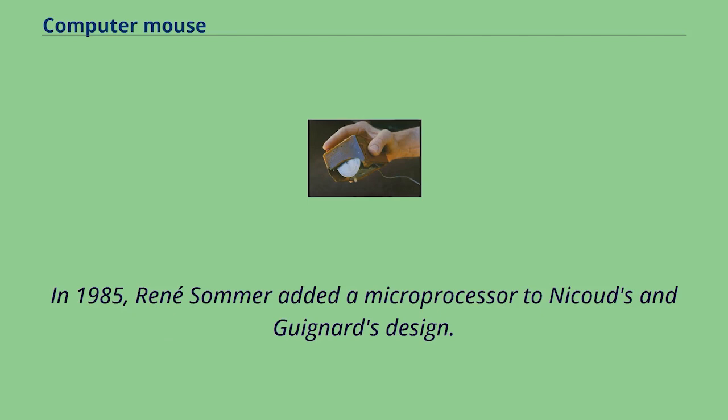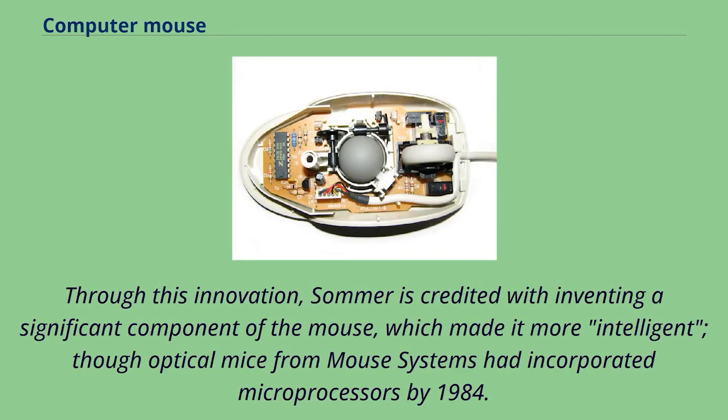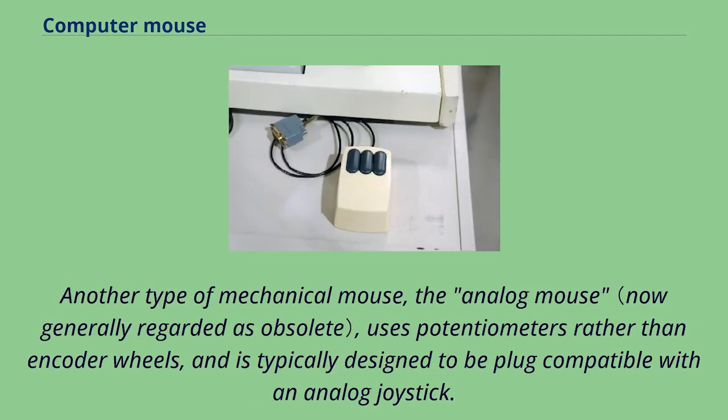In 1985, René Sommer added a microprocessor to Nicoud's and Guignard's design. Through this innovation, Sommer is credited with inventing a significant component of the mouse, which made it more intelligent, though optical mice from Mouse Systems had incorporated microprocessors by 1984. Another type of mechanical mouse, the analog mouse, uses potentiometers rather than encoder wheels, and is typically designed to be plug compatible with an analog joystick.